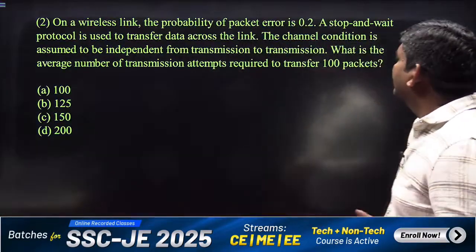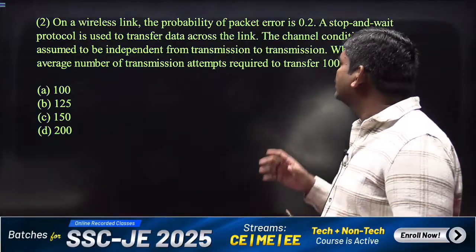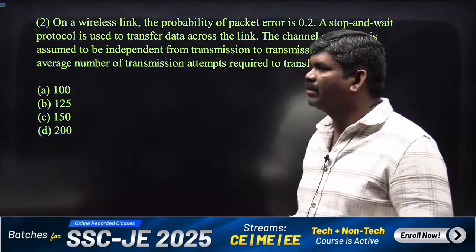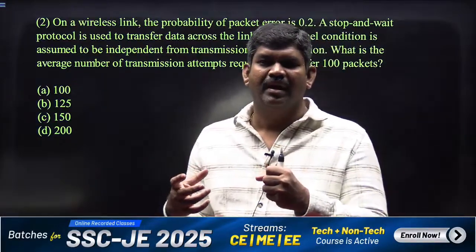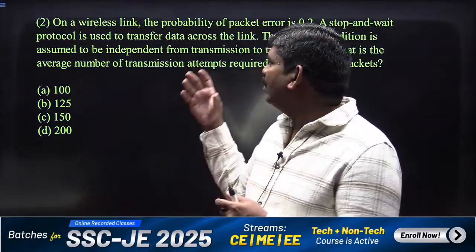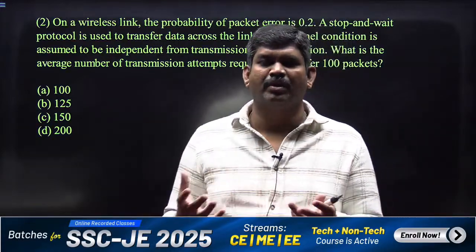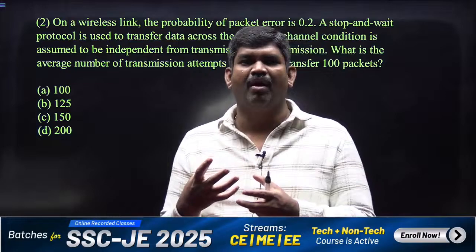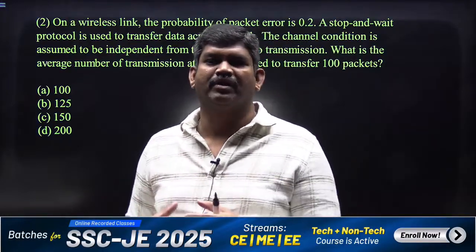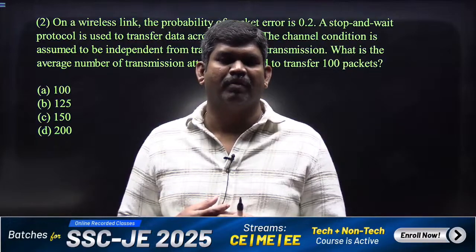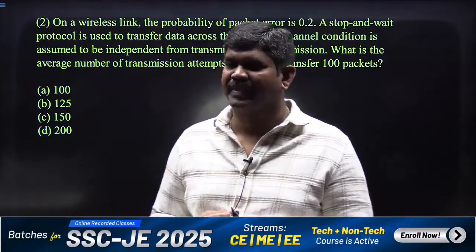See, they have mentioned that a stop and wait protocol is used to transfer data across the link. They use a word like across the link, meaning inside that cable or link you are transmitting the data. Sir, they have already mentioned a wireless link, so how do you say it is transmitting across the link? Basically the data or signal is transmitted in the form of electromagnetic waves. Normally in the case of radio waves, they will be transmitted.